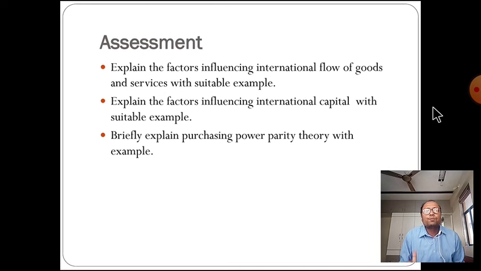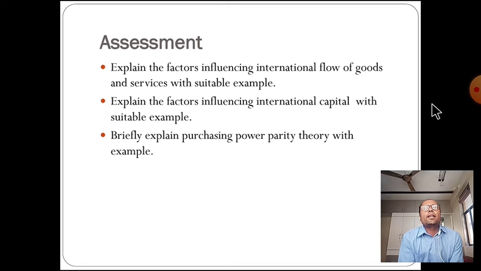Now, in order to make sure that you have understood the concept, there are three requirements. Requirement number 1, you need to read this topic from the textbook that is available to you. The PPT has already been forwarded, and just to check your progress, you are required to submit an assessment. This assessment consists of 3 questions listed here in the slide. Question number 1, explain the factors influencing the international flow of goods and services with a suitable example. So you need to talk about what is the flow of goods and services and what are the factors that are influencing these flows of goods and services.